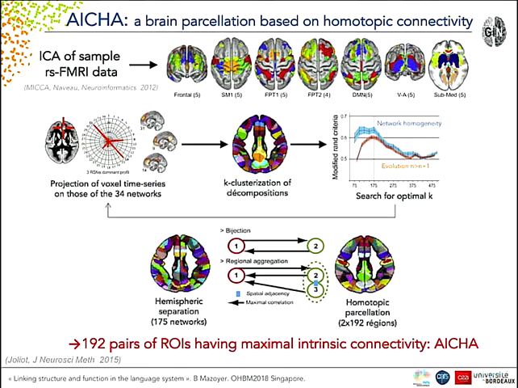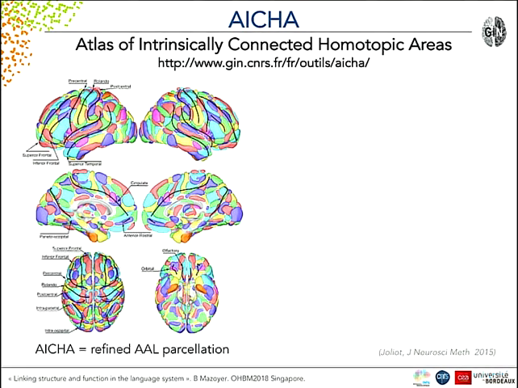This is some criteria, objective criteria. You end up with a parcellation of your entire brain in homotopic, functionally homotopic areas. So this is the atlas that Marc Joliot has recently defined, and it looks like this on the surface. It also has regions homotopic at the gray nuclei level, and it's a sort of refined parcellation of the AAL atlas. So you have many more regions, but each of the regions comes in pairs, one in the left, one in the right hemisphere.